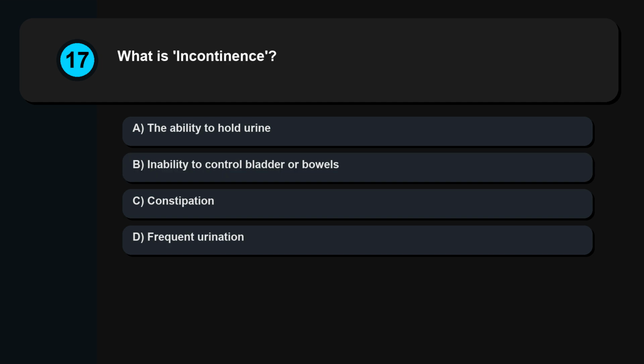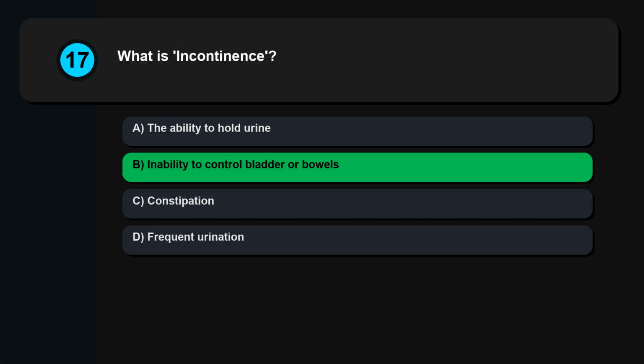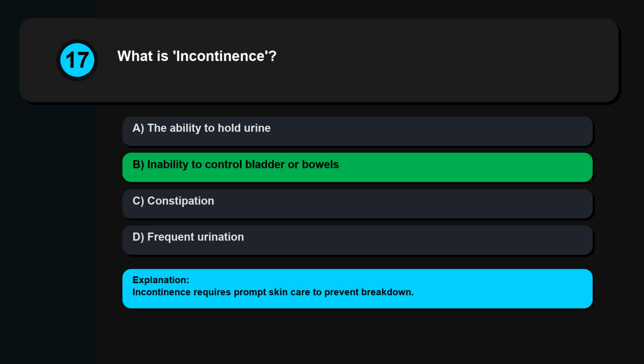Question 17. What is incontinence? The ability to hold urine, inability to control bladder or bowels, constipation, frequent urination. Incontinence requires prompt skin care to prevent breakdown.